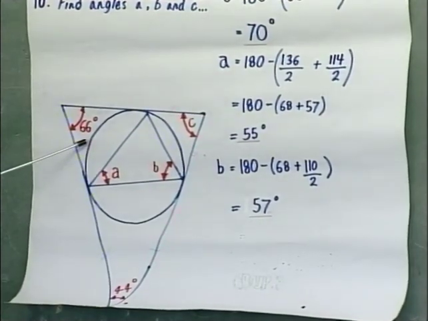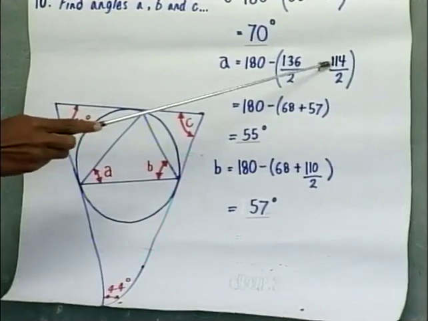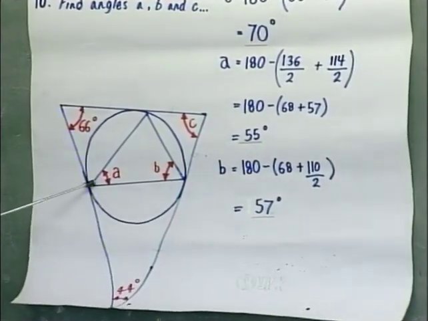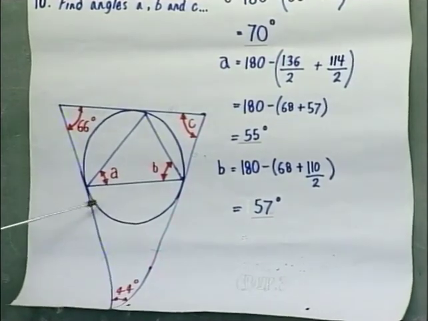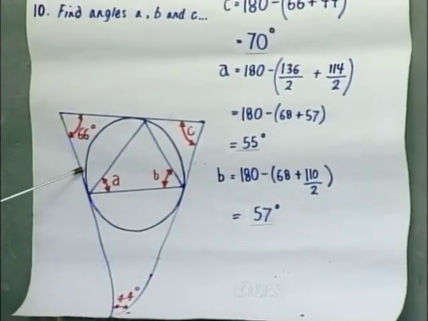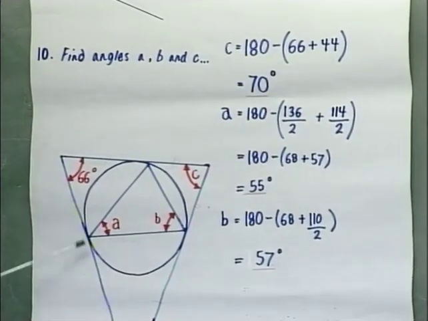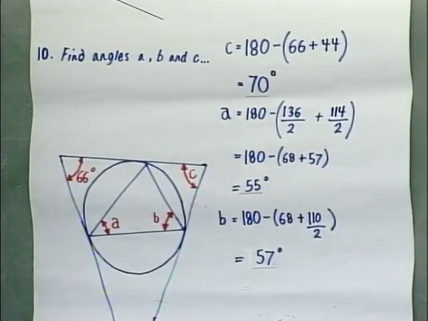180 minus 66, you get 114 degrees. You divide by 2, you get this angle. So this angle is 57, this one is 68. You add both of them, you get 125. You take them from 180, and angle A is 55 degrees.